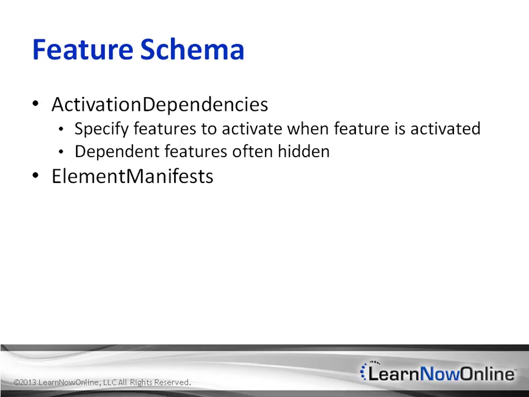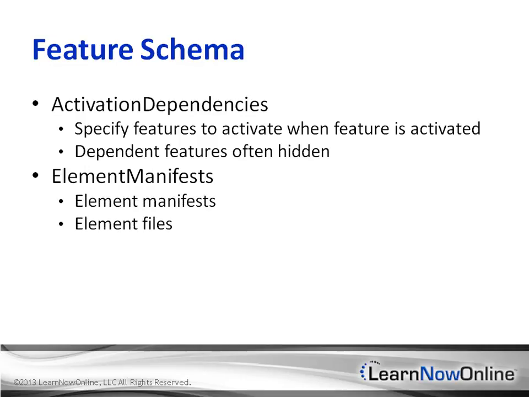Sometimes a common technique, if you have a feature that has a lot of activation dependencies, is to have one visible feature that has the title and description information for the whole package and won't have any implementation other than activating all those other dependencies. And all those features that are being activated by the parent will include that hidden equals true attribute.